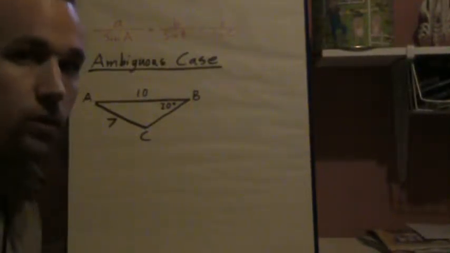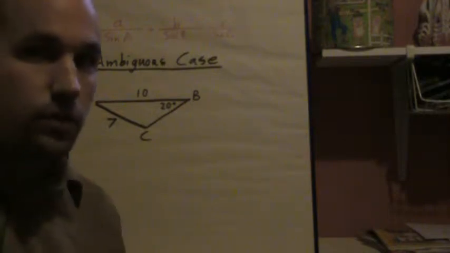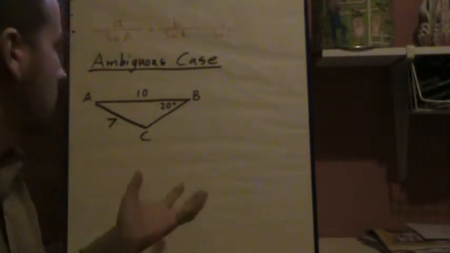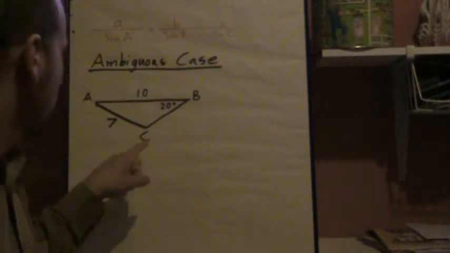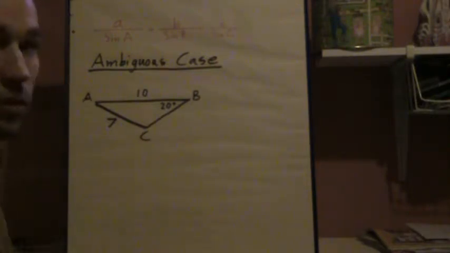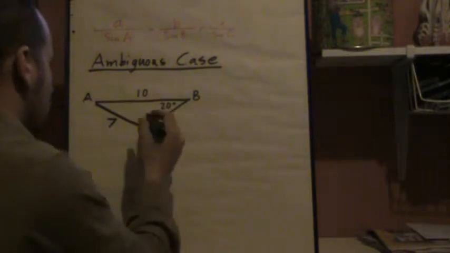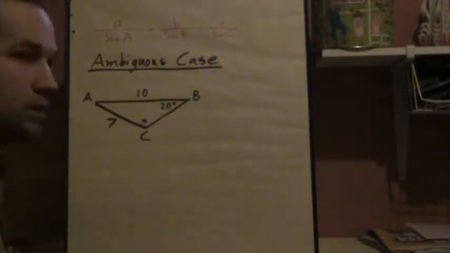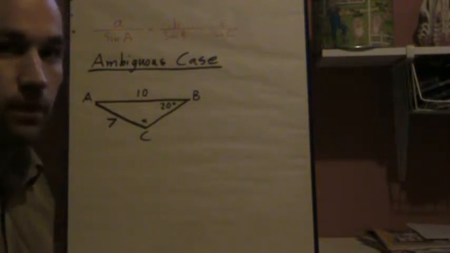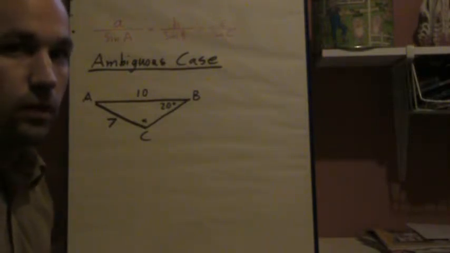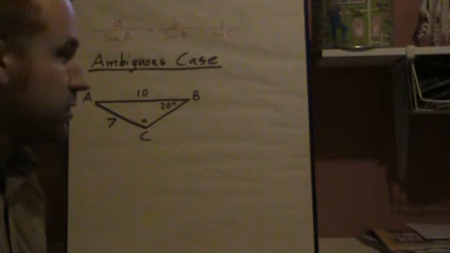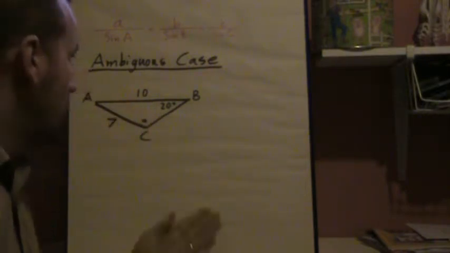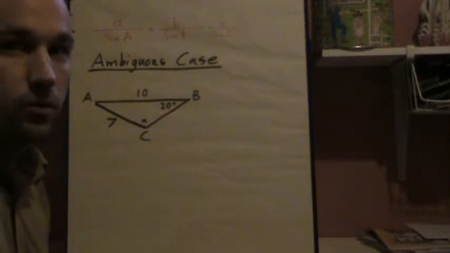Okay, so we're going to look at the ambiguous case for the sine law. It involves a case where you're looking for an unknown angle. In this particular diagram, we're looking for this angle, angle C. And when you go to do the calculations, you'll see why we call it an ambiguous case. You're going to get an answer that won't make sense to the diagram. And we'll see how that comes about.